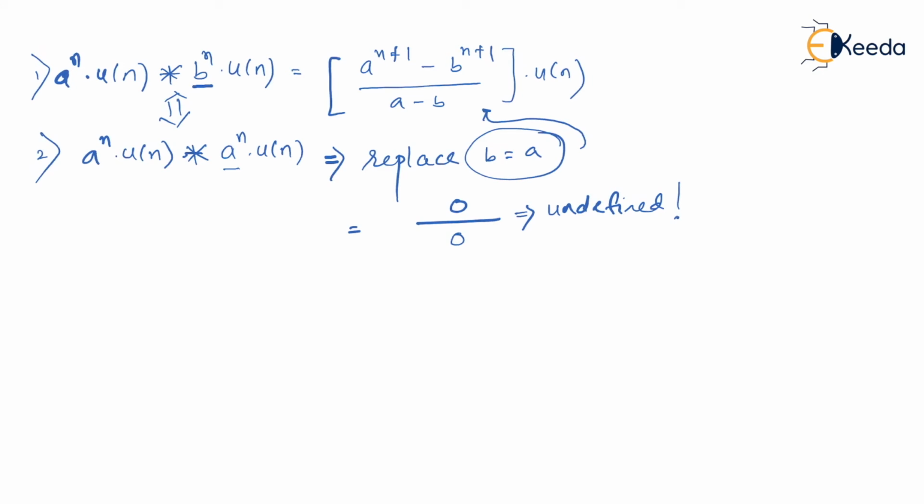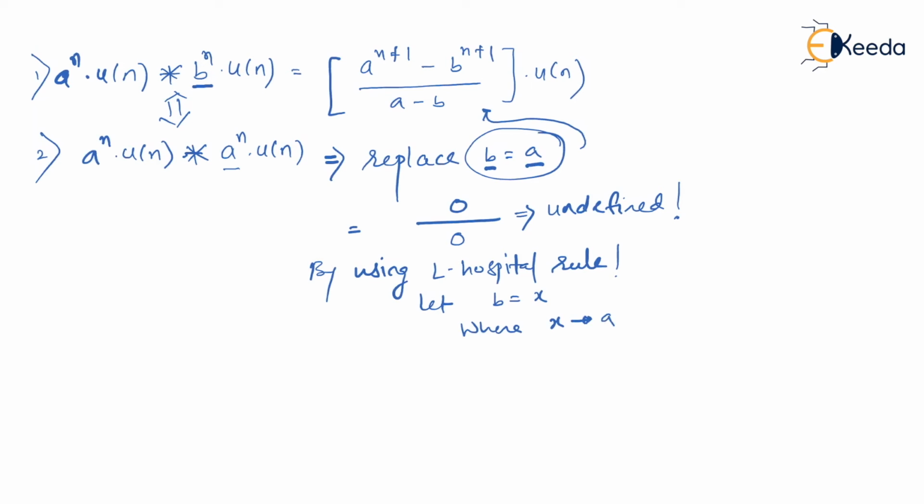In this case, we use L'Hospital rule, which is sometimes pronounced as L'Hopital rule, but most of the students say L'Hospital rule, so I'll go with it. So by using L'Hospital rule, I'll tell you how to use it. The problem is if I directly substitute b equal to a, then it will result in 0 by 0. So to avoid it, I won't be replacing b with a. Let us replace b with x. I'm using a third variable. Let b be equal to x, where we assume that x is tending to a.